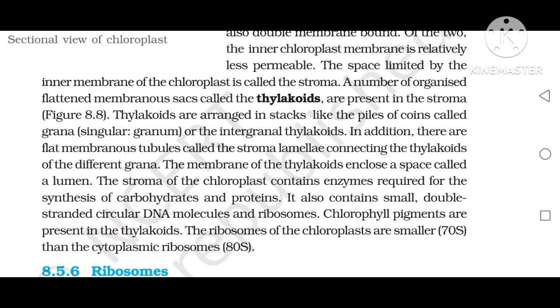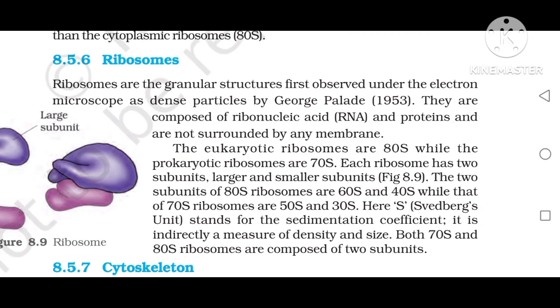The stroma of the chloroplast contains enzymes required for the synthesis of carbohydrates and protein. It also contains small double-stranded circular DNA molecules and ribosomes. Chlorophyll pigments are present in the thylakoids. The ribosomes of the chloroplast are smaller (70S) than the cytoplasmic ribosomes (80S).